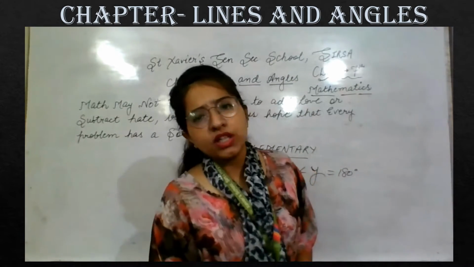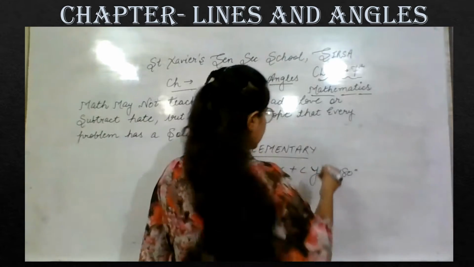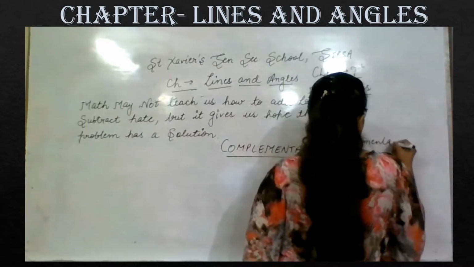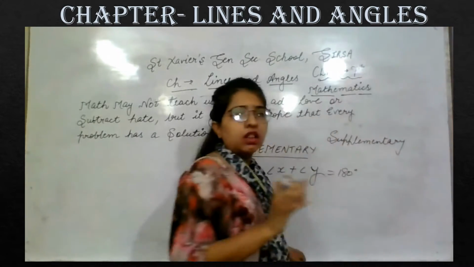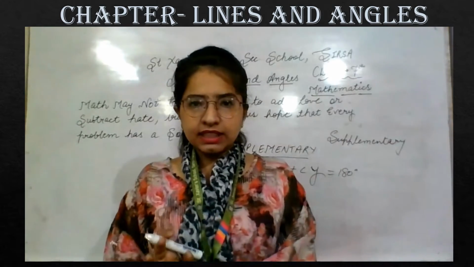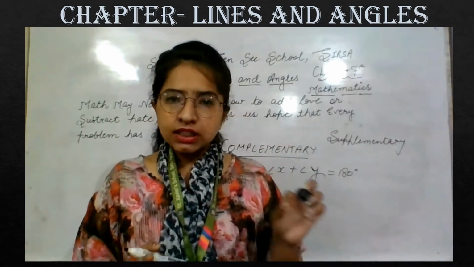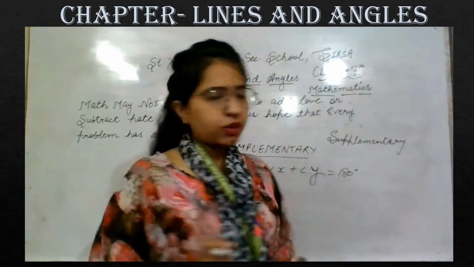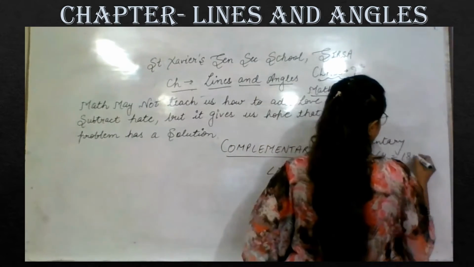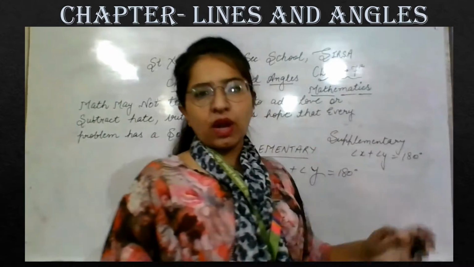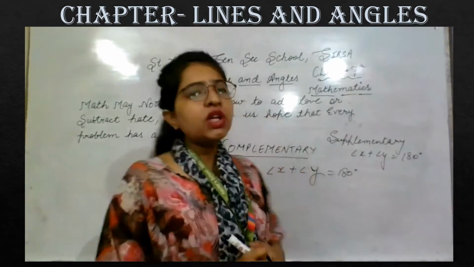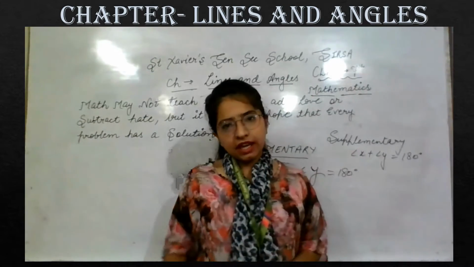Second question is, what are supplementary angles, right? Supplementary. When the sum of two angles is 180 degree, then we can call it supplementary angles. Okay, if I take angle X and angle Y, the sum of both these angles is 180 degree, so you can call it supplementary angles. Clear?